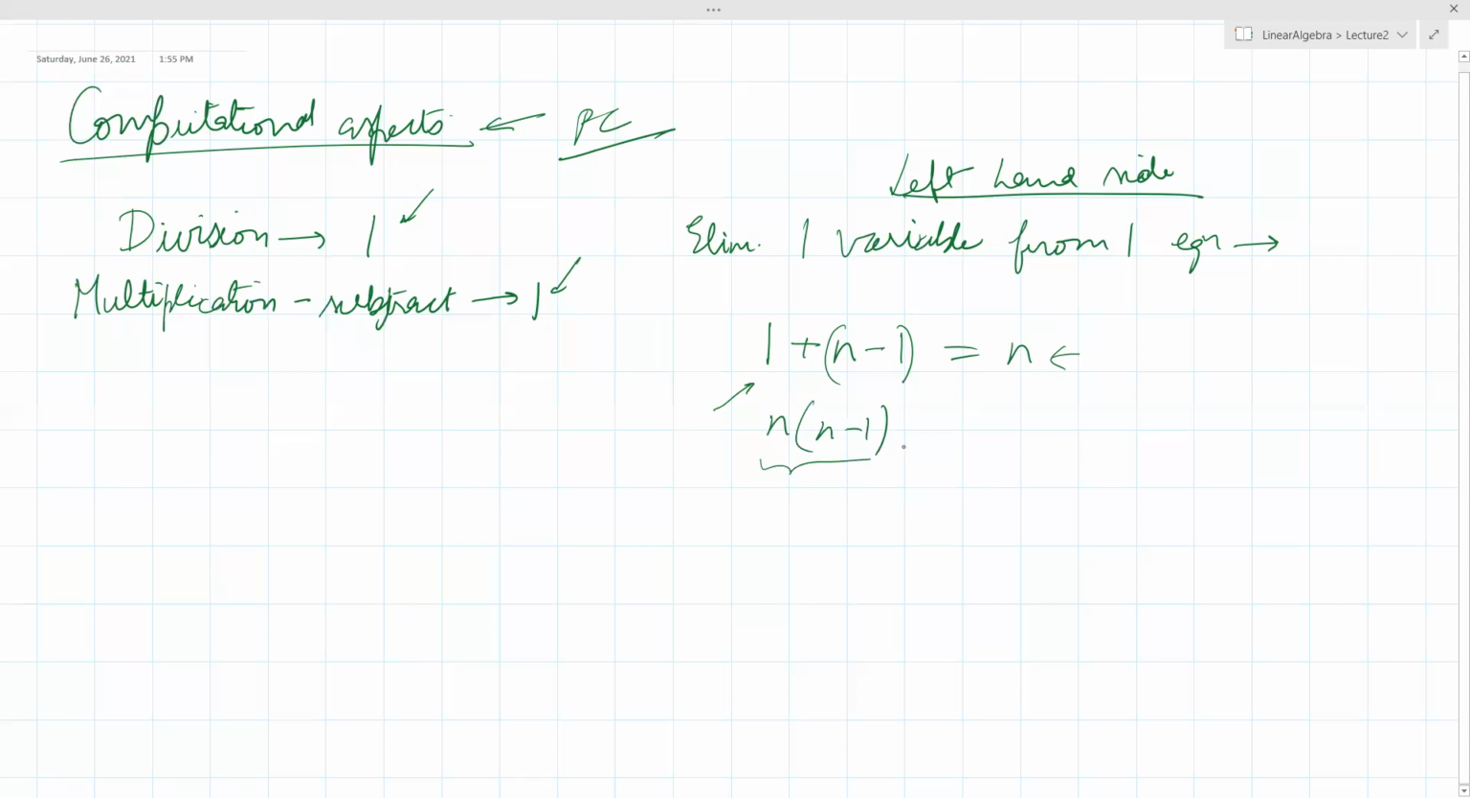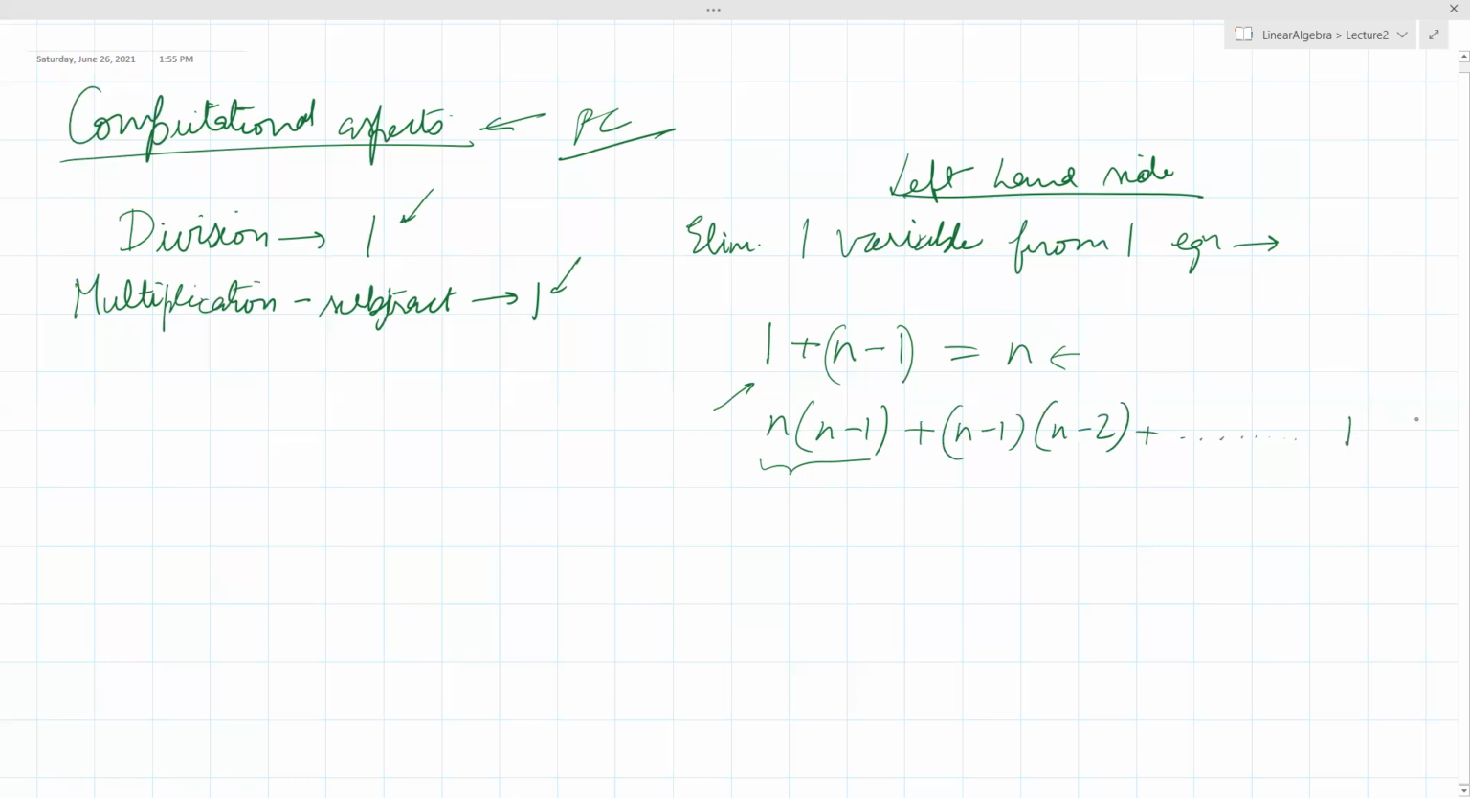Then the next time, what do you do? Again one division step to remove another variable, but for something else. What is that something else? n minus 1 into n minus 2. Okay, and you keep going until 1.